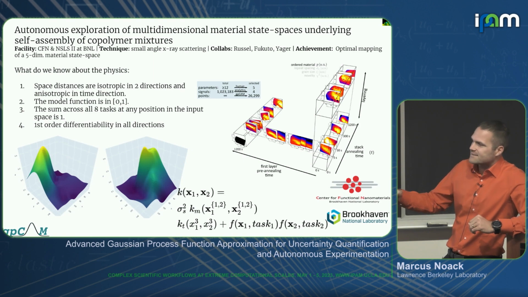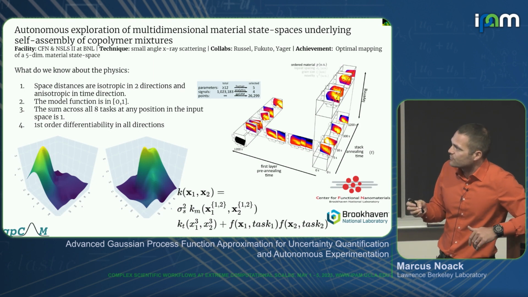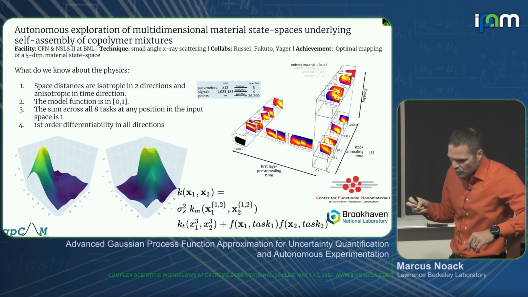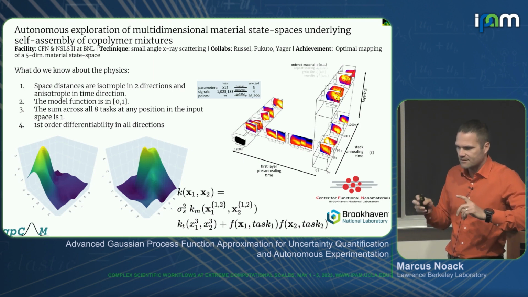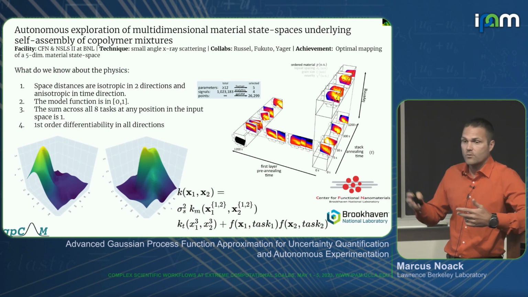Summing across the 8 tasks, the sum has to be 1. That was kind of a tough one. And there was a first order of differentiability in all directions of the model function. And so we set up a standard kernel and optimized and checked the model and always checked, is the constraint fulfilled? And it never was. There was no such function.